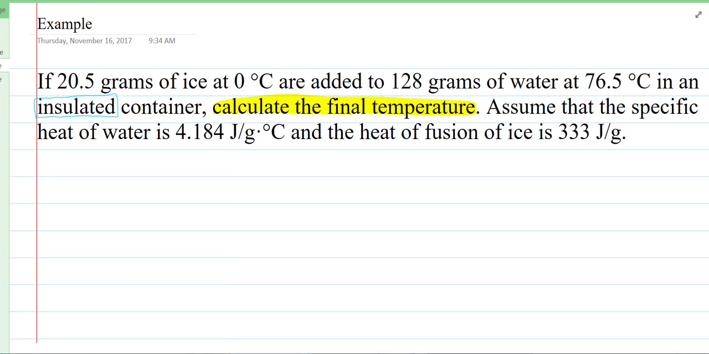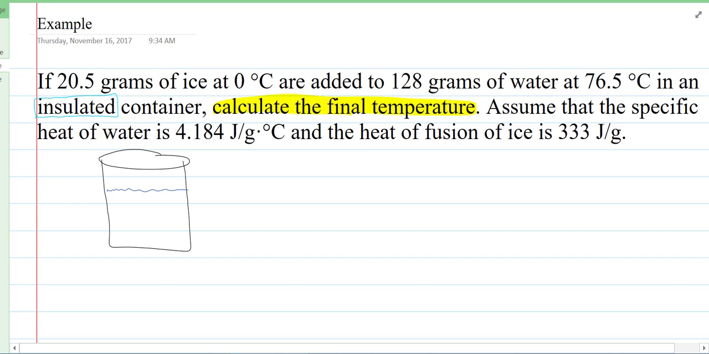What do we have here? We have 20.5 grams of ice at 0, added to 128 grams of water at 76.5. If I draw a picture here, I have liquid water, 128 grams at 76.5 degrees Celsius. We're going to throw in some ice cubes. I'm just going to draw one big ice cube, and it's 20.5 grams and 0 degrees Celsius.